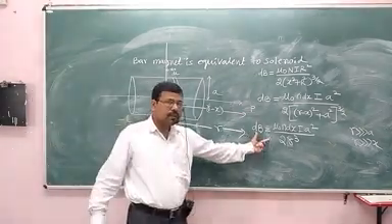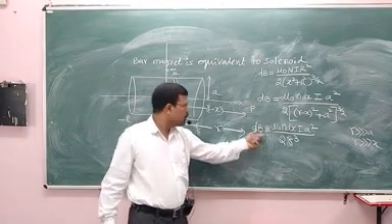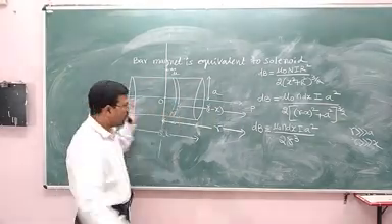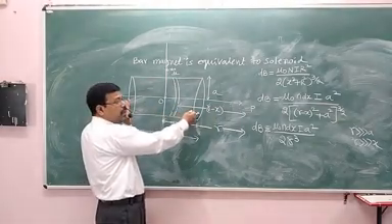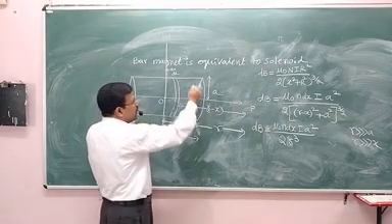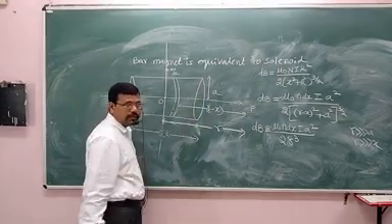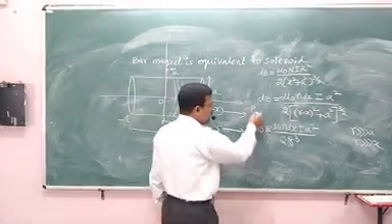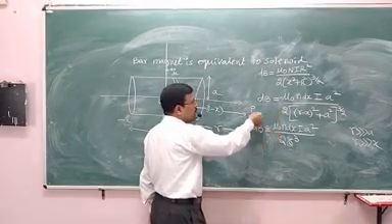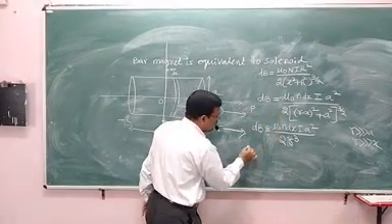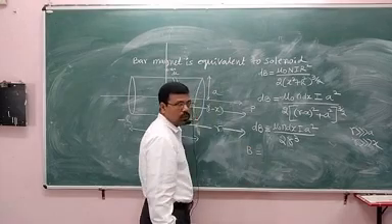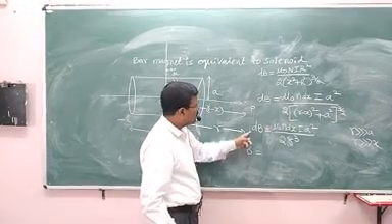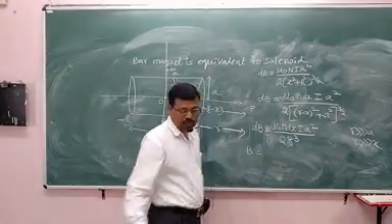What is this? This is the magnetic field produced at this point due to this current element. Then what is the total magnetic field produced at this point due to this entire solenoid? For that we need to take integration on both sides. Integration of dB will be B. So B is equal to integration of this.